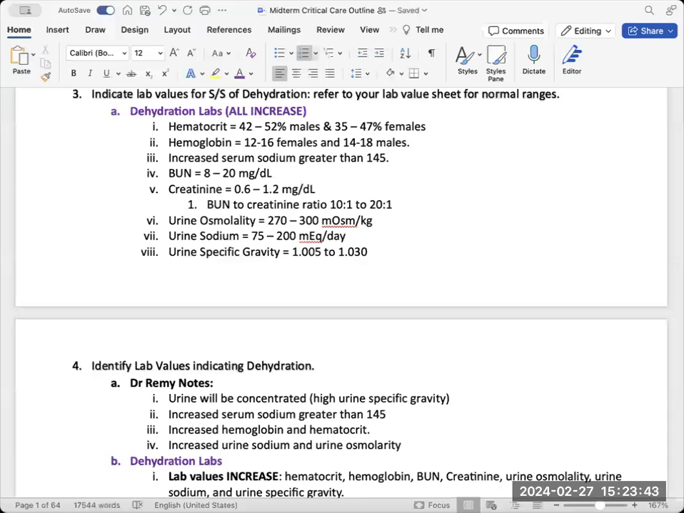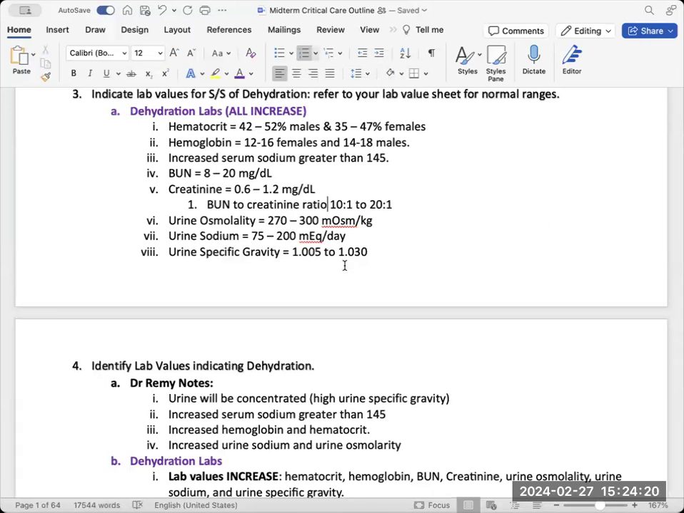Her value said 250 to 900, but when I was doing research, most of the time with osmolarity, I haven't seen it be other than around 250 to 300. So our textbook said 270 to 300 is normal. So that's the range that I'm going to be using when I'm referencing my lab values, as well as urine sodium, which is between 75 and 200. That value was pretty accurate on her sheet because it varies by place. It could be like 45 to 210, but roughly that value is normal.